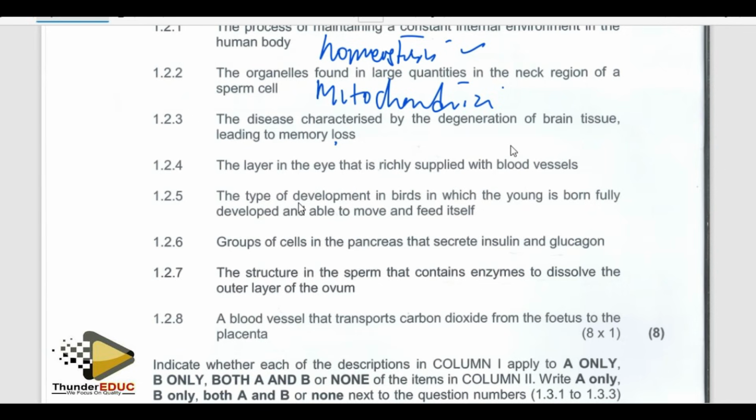Yes, they're saying that the type of development in birds in which the young one is born fully developed and able to move, meaning that born prepared. Pre means prepared.